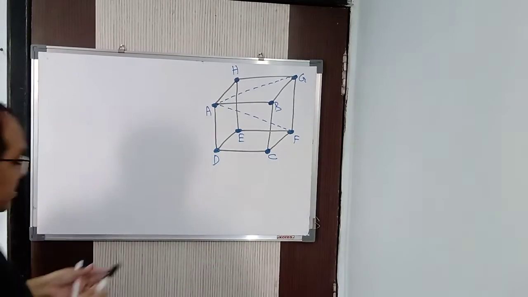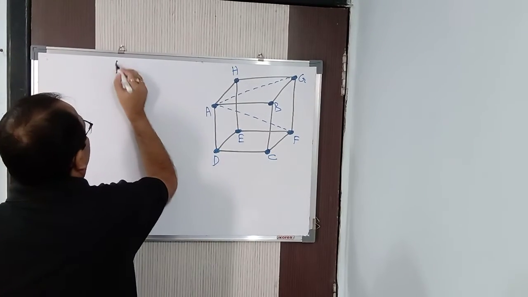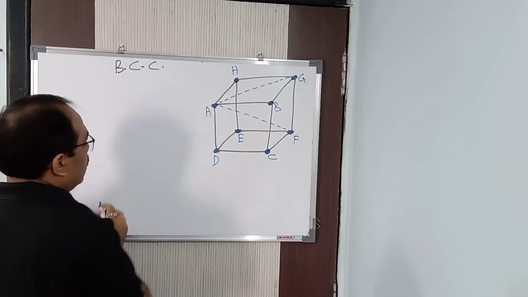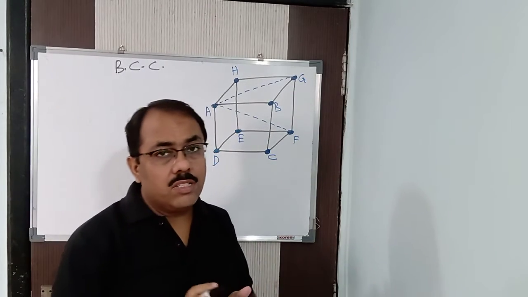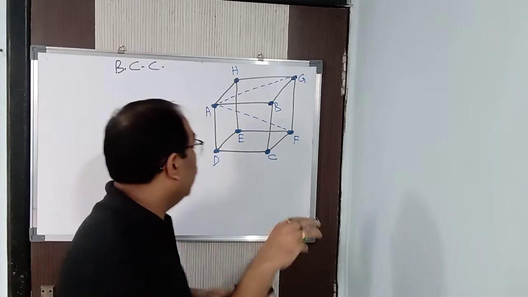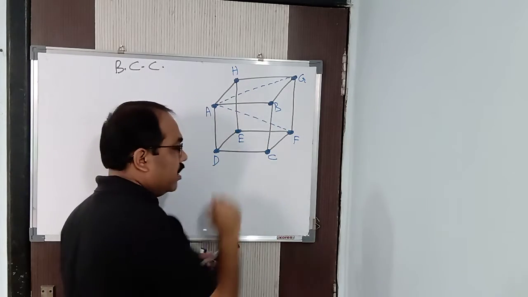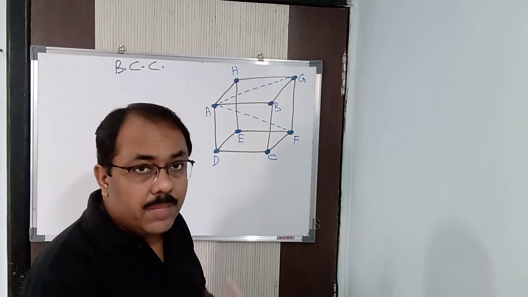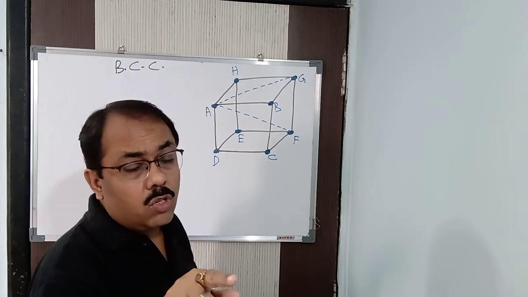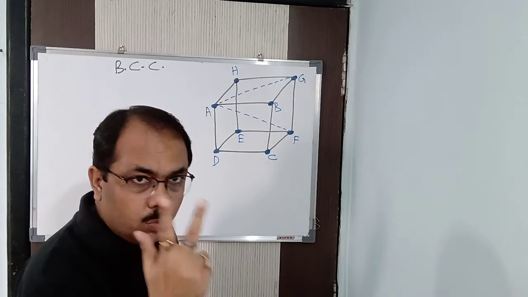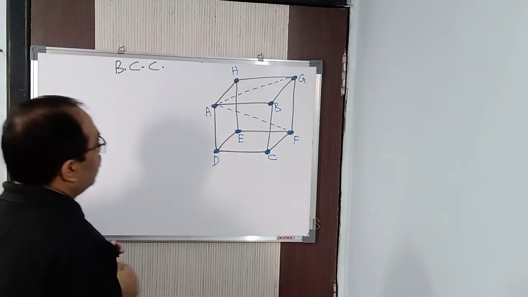We'll go for BCC, body centered cubic. So in BCC, what you find is that apart from the atoms at the corner, an atom is also occupying the center of the unit cell. Here at the center, you will be getting an atom at the unit cell. Apart from the atoms at the corner, that means 1 by 8 into 8 plus 1. So number of atoms per unit cell will be 2. Alright, number of atoms per unit cell will be 2.